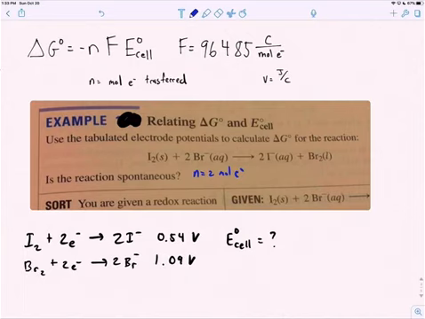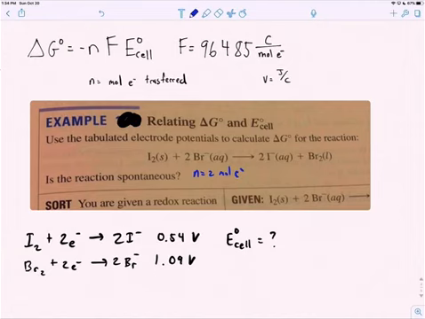Okay, so let's go ahead and solve this problem. You look at the reduction potentials. These are the reduction potentials for iodine and bromine. Is this reaction spontaneous, as you're asking? The way to figure this out would be to figure out the delta G and see if it's spontaneous or not. But we can tell if it's spontaneous from the E0 cell anyway.